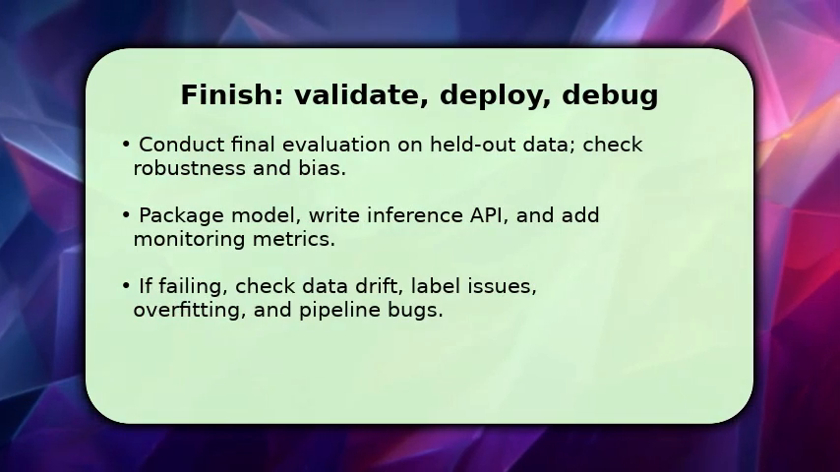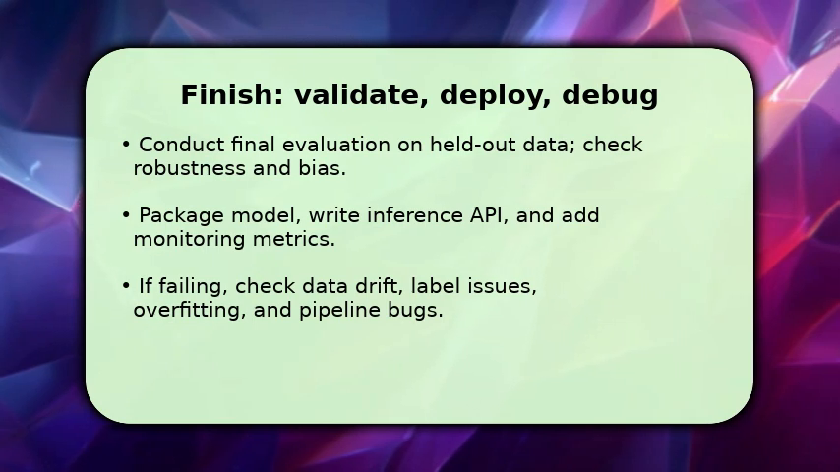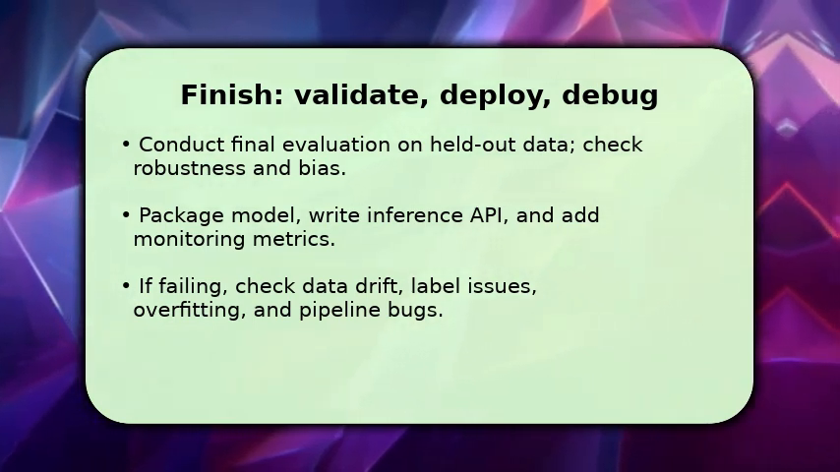You finish by running a final evaluation on an untouched test set and assessing robustness across subgroups, uncertainty, and calibration. This confirms the model meets your success criteria.